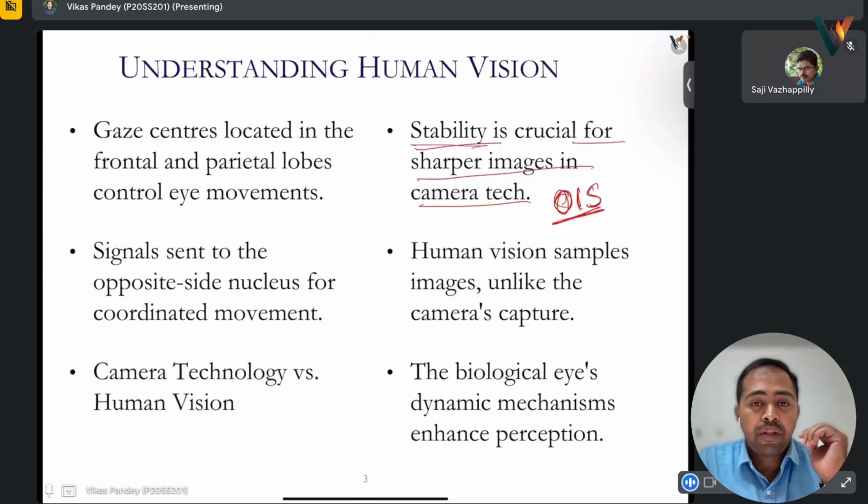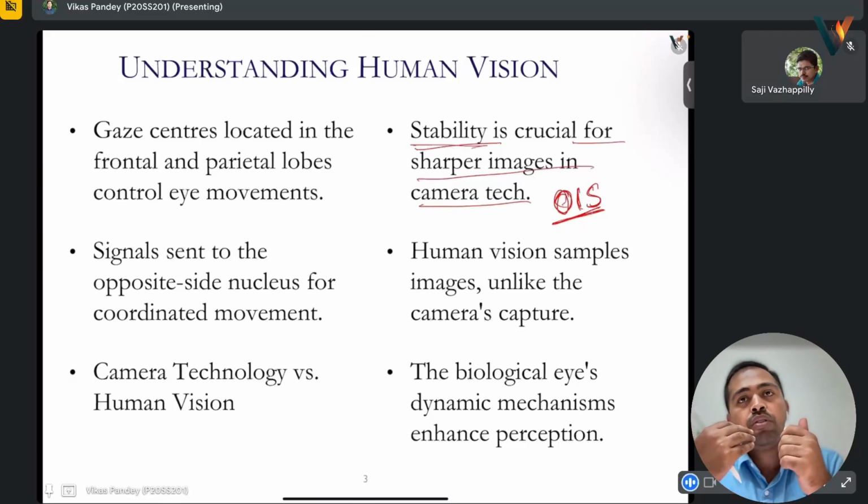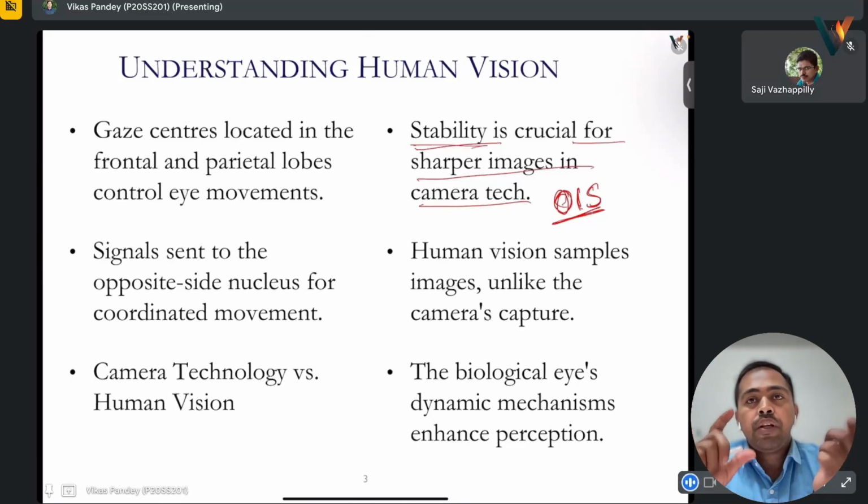But there is a difference. Human vision samples images: a lot of images are coming in, and from that, whatever we want to see, our eyes take it and our perception goes on. Unlike a camera, where we purposefully open it to capture. In human vision, continuous data is going in; in a camera, it is purposefully done when we want to capture an image.